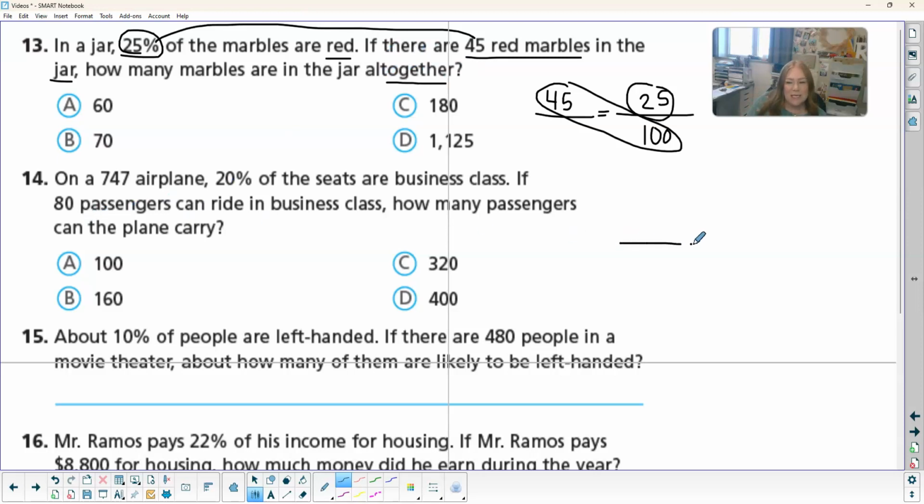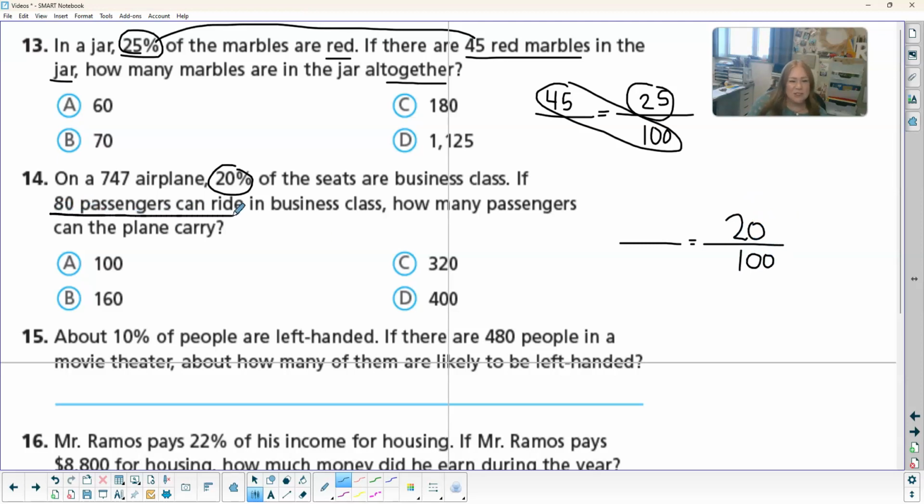Okay, number 14, we're going to get our setup here. On a 747 airplane. Okay, I know those are numbers, but that's just the type of plane. It's not part of our problem. So we have 20% of the seats are business class. Let's set up what we know. 20%.